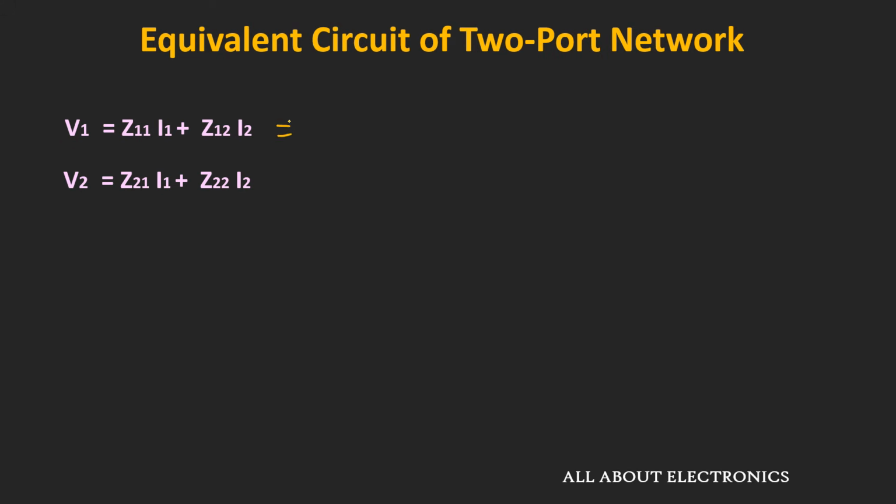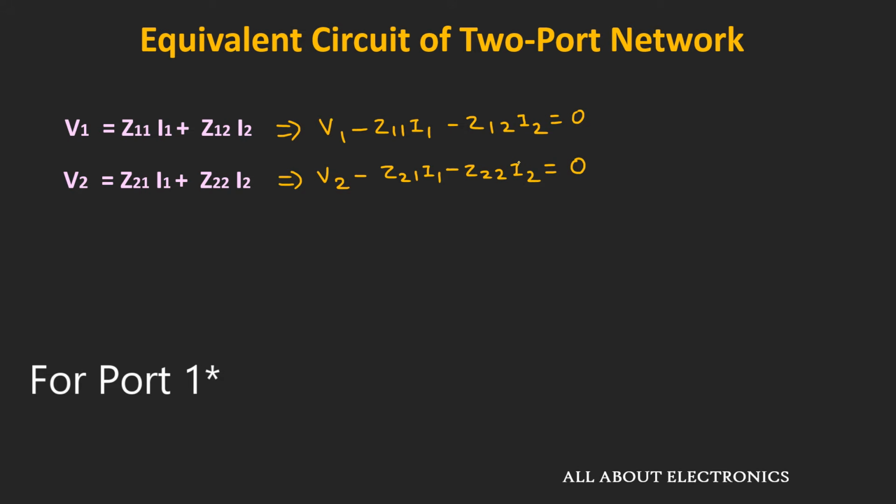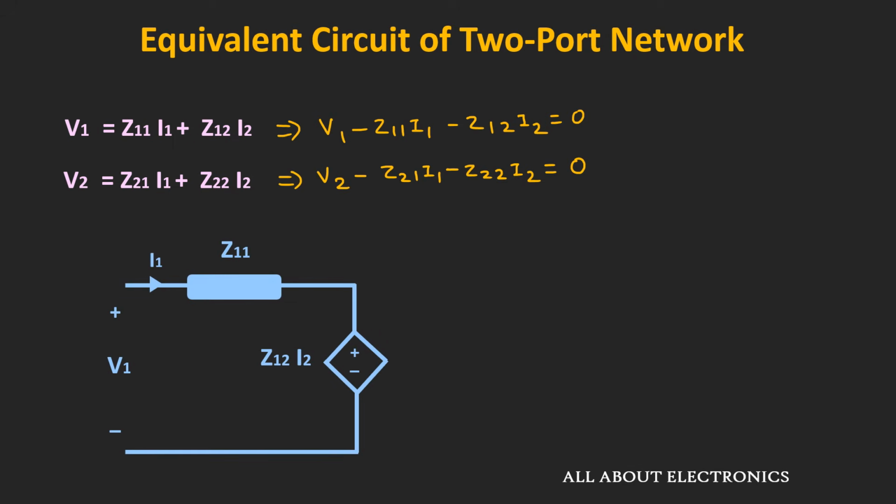We can write the first expression as V1 minus Z11 times I1 minus Z12 times I2 is equal to 0. Similarly, we can write the second expression as V2 minus Z21 times I1 minus Z22 times I2 is equal to 0. The first expression represents the KVL equation for the equivalent circuit. In the first expression, V1 is the voltage on the input side, while Z11 times I1 is the voltage drop across this impedance Z11.